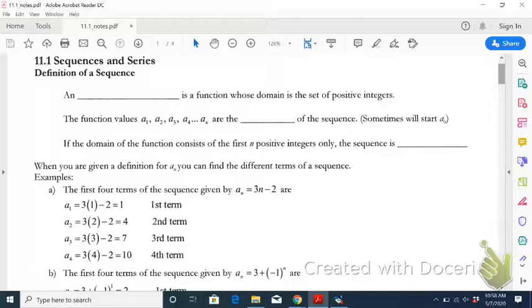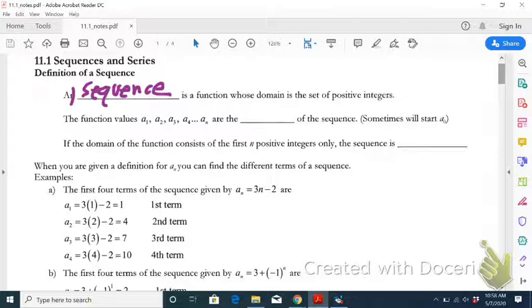Okay, in this video we're going to start chapter 11, and 11.1 is about sequences and series. So what is a sequence? It's a function whose domain is a set of positive integers. That first thing's a little typo there. You could put an arithmetic sequence. That's a special type of sequence that we'll talk about, but grammatically it should just be a sequence.